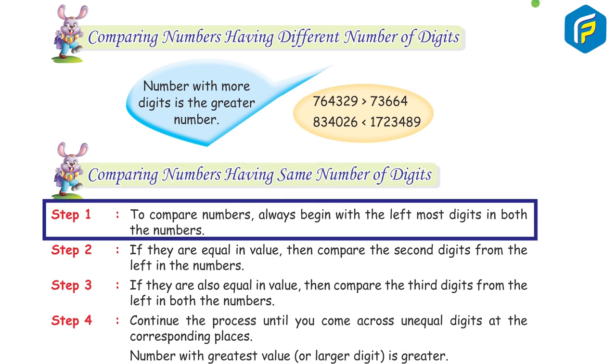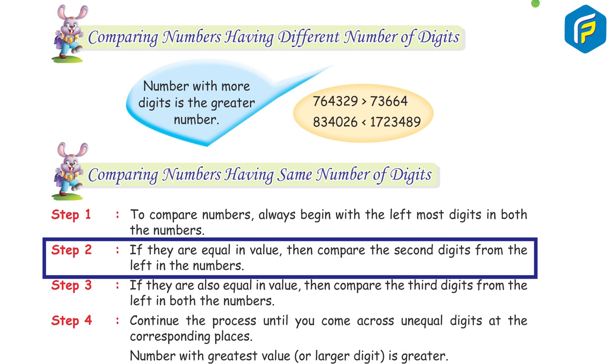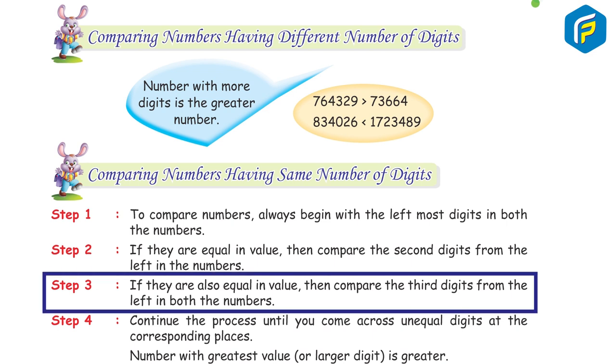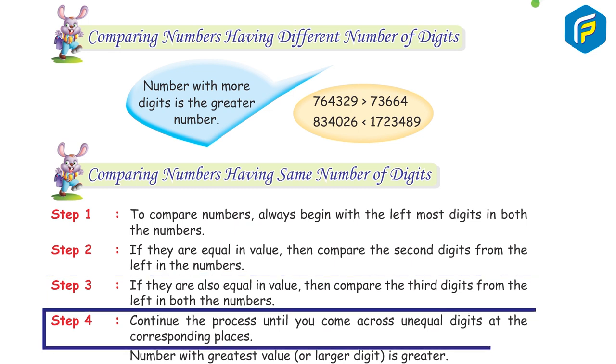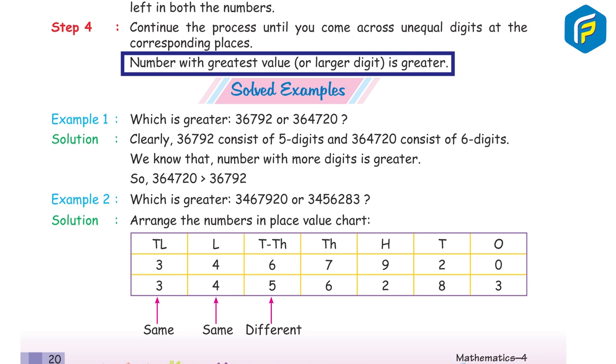Step 1. To compare numbers, always begin with the leftmost digit in the numbers. Step 2. If they are equal in value, then compare the second digits from the left in the numbers. Step 3. If they are also equal in value, then compare the third digits from the left in both the numbers. Step 4. Continue the process until you come across unequal digits at the corresponding places. The number with the greatest value or larger digit is greater.